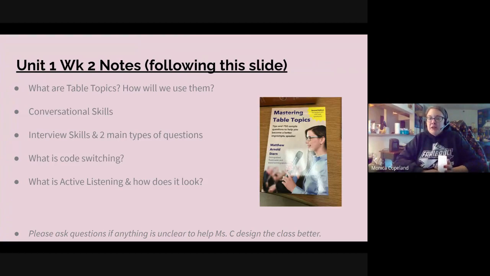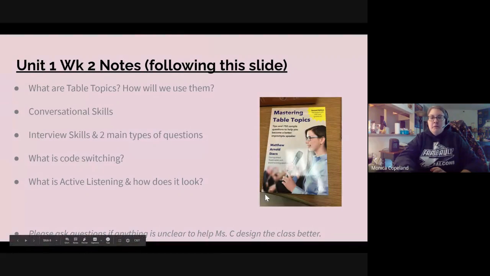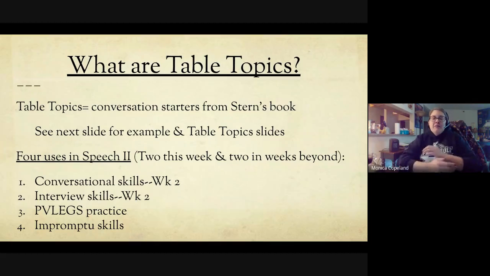Okay, so now I'm going to start talking about what we're learning this week. And again, you can put answers right on your week 2 handout as we go. So first, what the heck are table topics? They're all conversation starters from this book by Matthew Arnold Stern called Mastering Table Topics. So instead of last year we had an idea sheet, so that had like 20 topics on it, this gives us more topics. That's essentially what it is. You are welcome to use the book in the room as well. Since you're hybrid, just keep it in there.